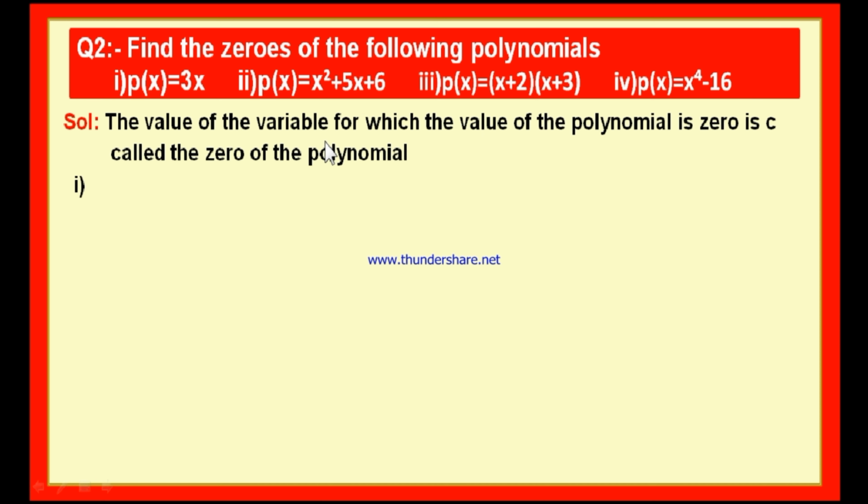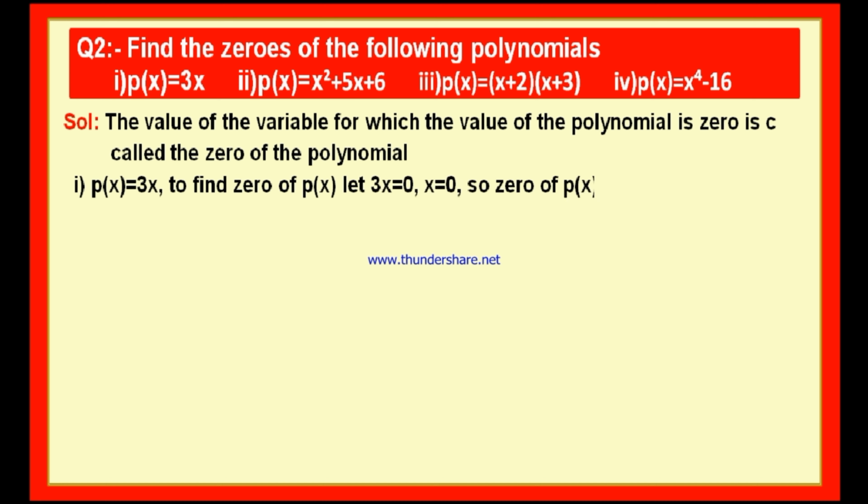Okay, let us solve the first bit now. P of x is equal to 3x. 3x is the first polynomial. We have to find the zero of this polynomial. The zero of the polynomial means the value of x for which the total polynomial becomes 0. That is, equate 3x to 0 and find the x value.